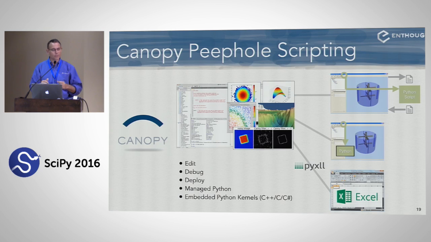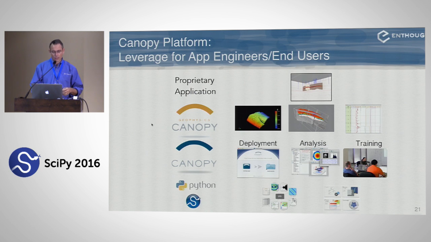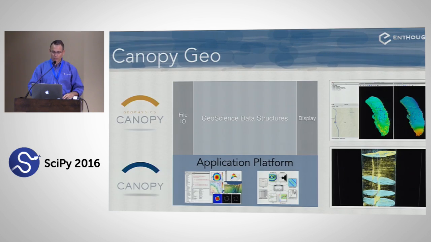So there's this whole infrastructure here that's built around being able to do peephole scripting, but it also is built to support this kind of application that I was talking about before. And in fact, what we found is Canopy, or what we designed it as, is really a platform that you can do deployment, you can do analysis, you can integrate training on it, but then you can build domain-specific applications on top of this. And in fact, you can build industry layers on top of it for specific industries, and then proprietary tools on top of that.